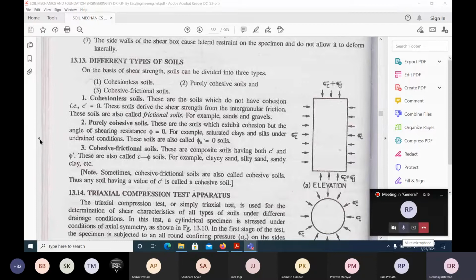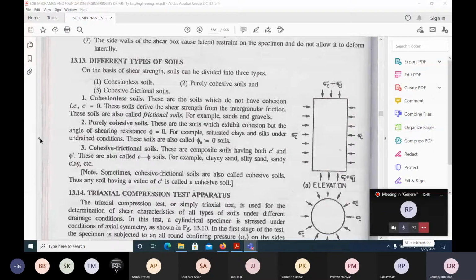But there are soils which have both. We call that a C-phi soil, or general soil. This type of soil has both the C parameter and the phi parameter, and most soils are like this. It's not that every soil is wholly cohesionless or cohesive. So these are the different types of soil: cohesive soil, cohesionless soil, and C-phi soil, cohesive and frictional soil. Now, the triaxial test can be conducted for any soil.